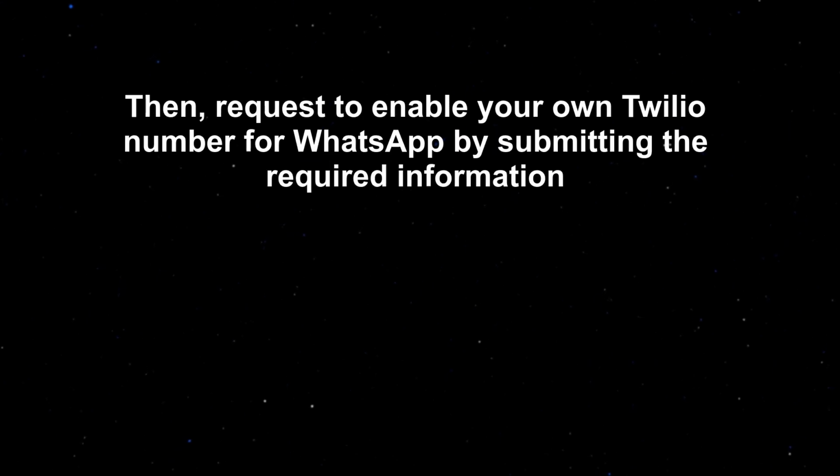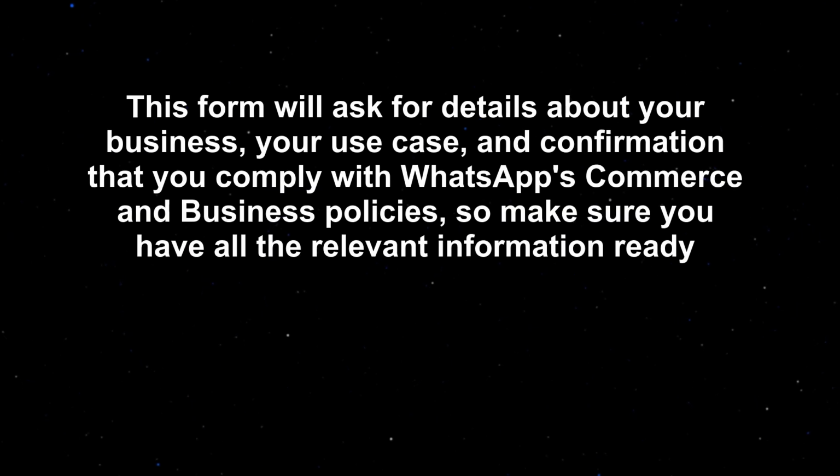Then, request to enable your own Twilio number for WhatsApp by submitting the required information. This form will ask for details about your business, your use case, and confirmation that you comply with WhatsApp's commerce and business policies, so make sure you have all the relevant information ready.